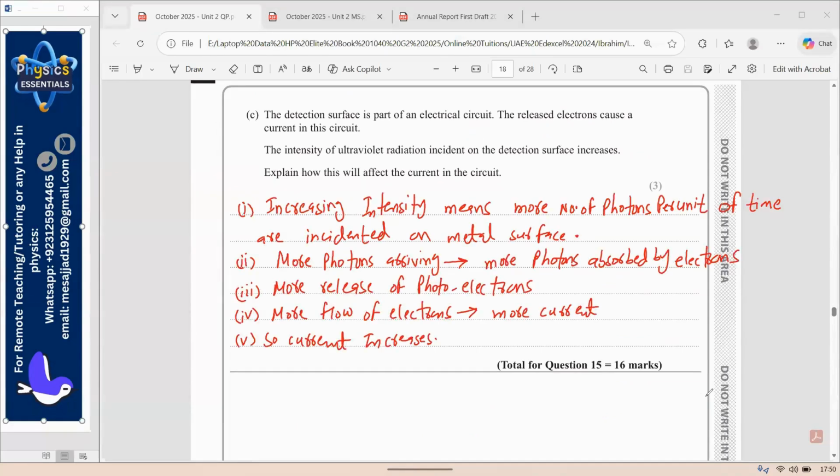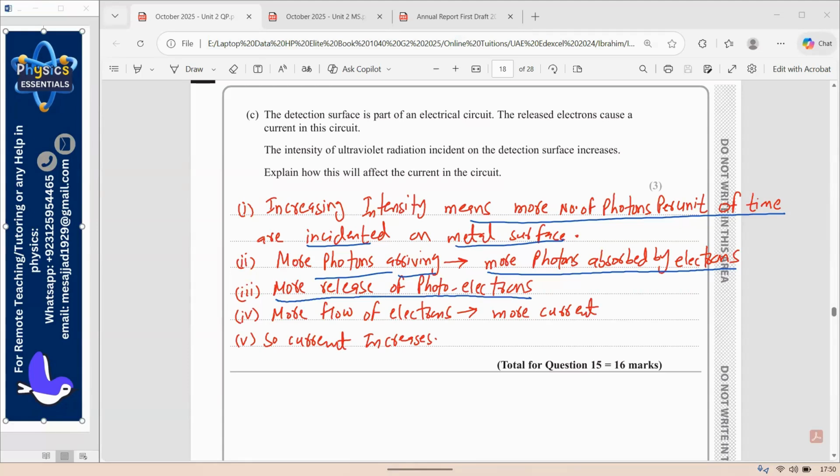So you can see that when you increase the intensity, it means that now a greater number of photons are being incident on the metal surface. More photons are coming per unit time. And when more photons are arriving, what will happen? More photons will be absorbed by the electrons. So when more photons are absorbed by more electrons, it means more electrons are coming out of the metal surface.